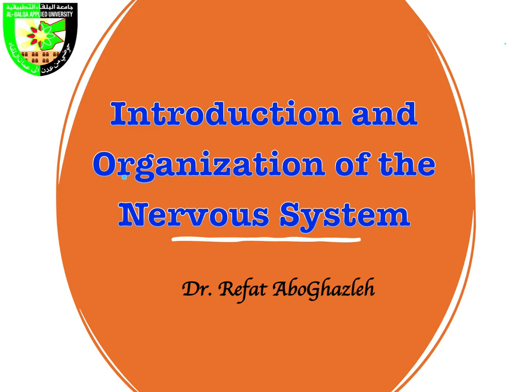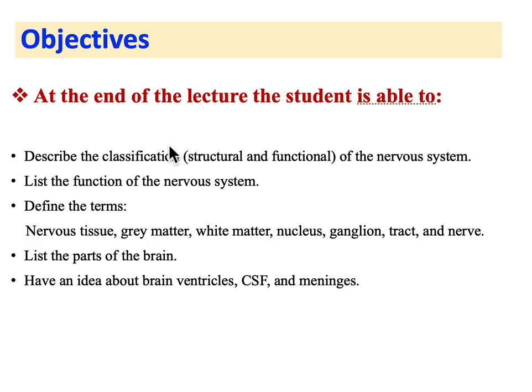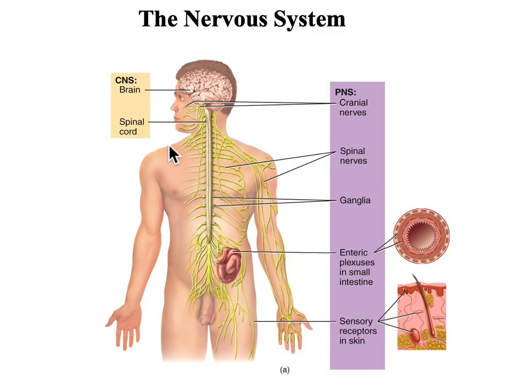Today is the first lecture in this system, and it will just be an introduction to the system, and we will define the organization of that system. So we will not dig deep. This is just to know how the nervous system is organized, how we divide it, and just briefly about the different parts in the nervous system.